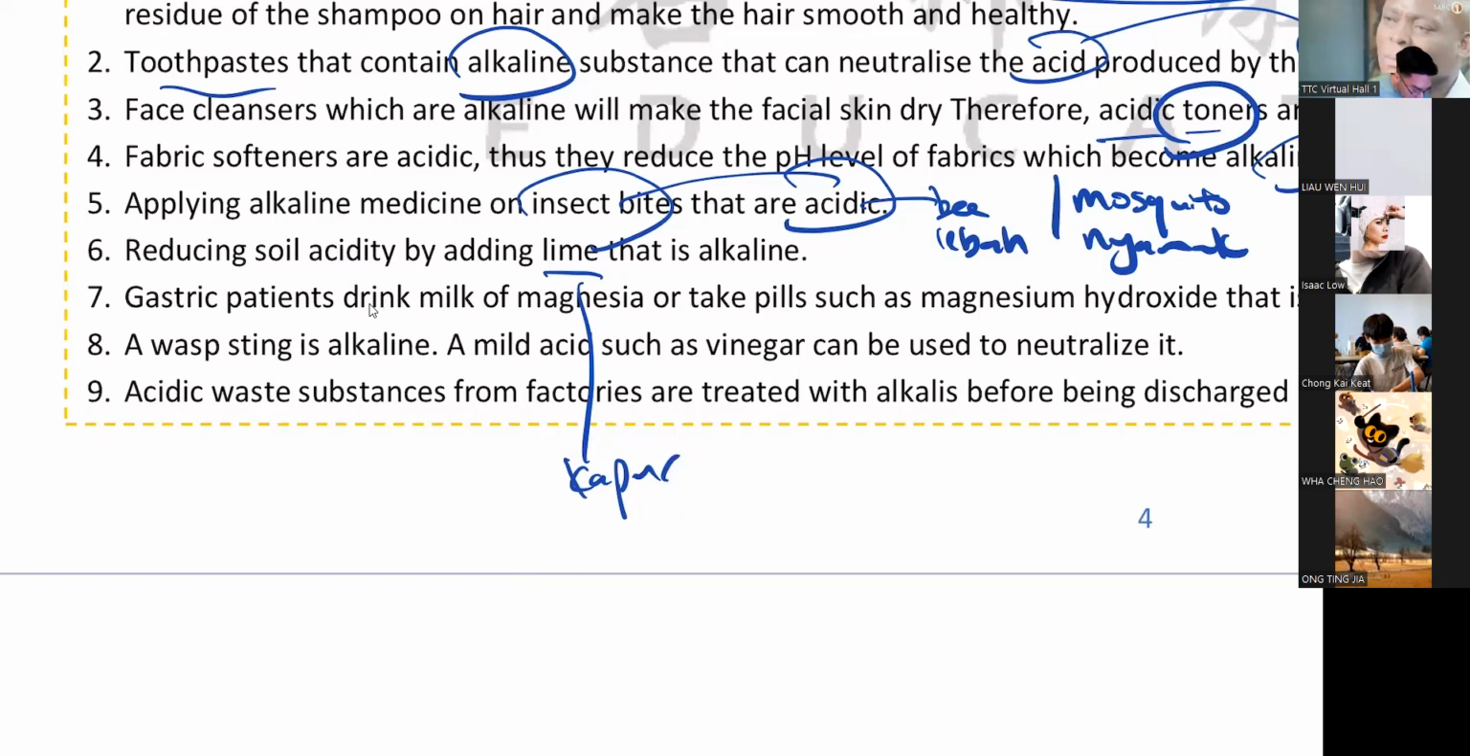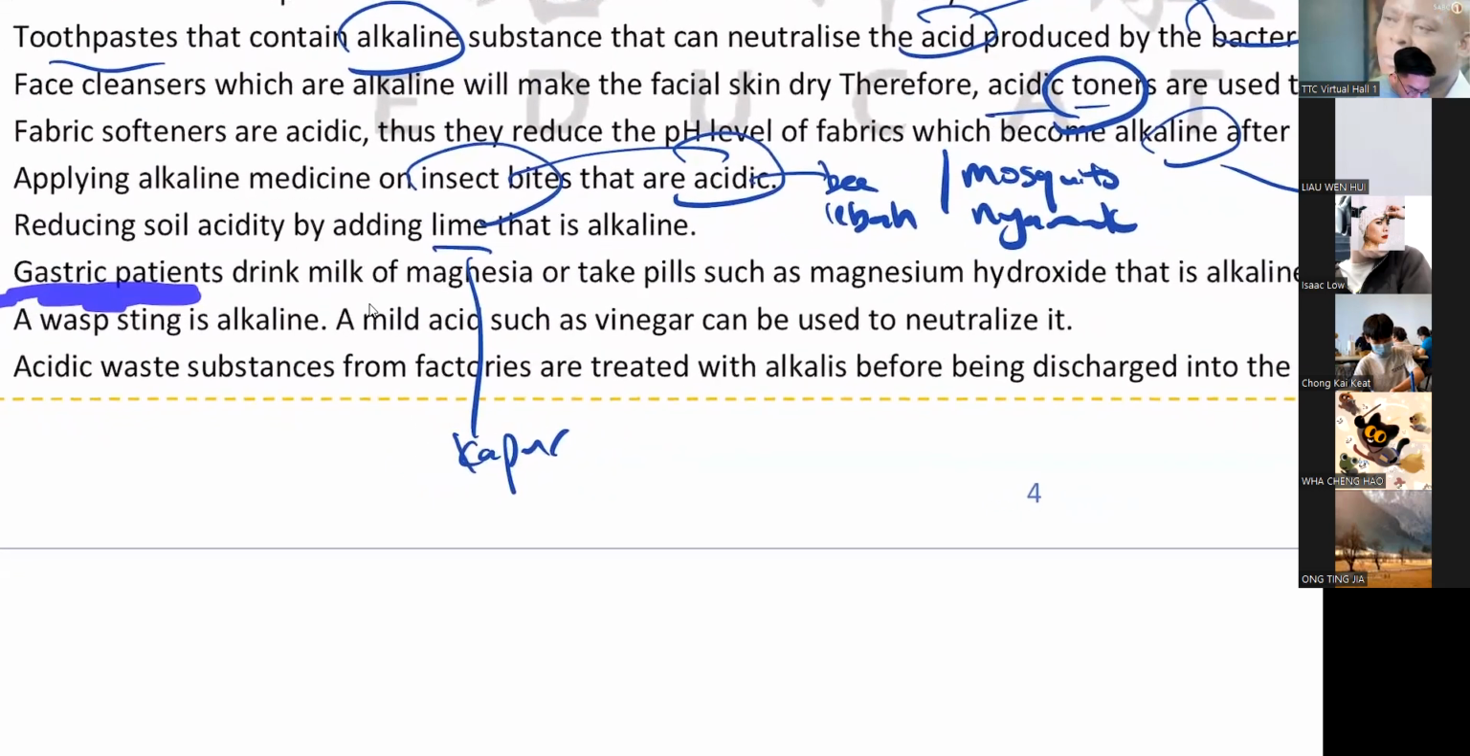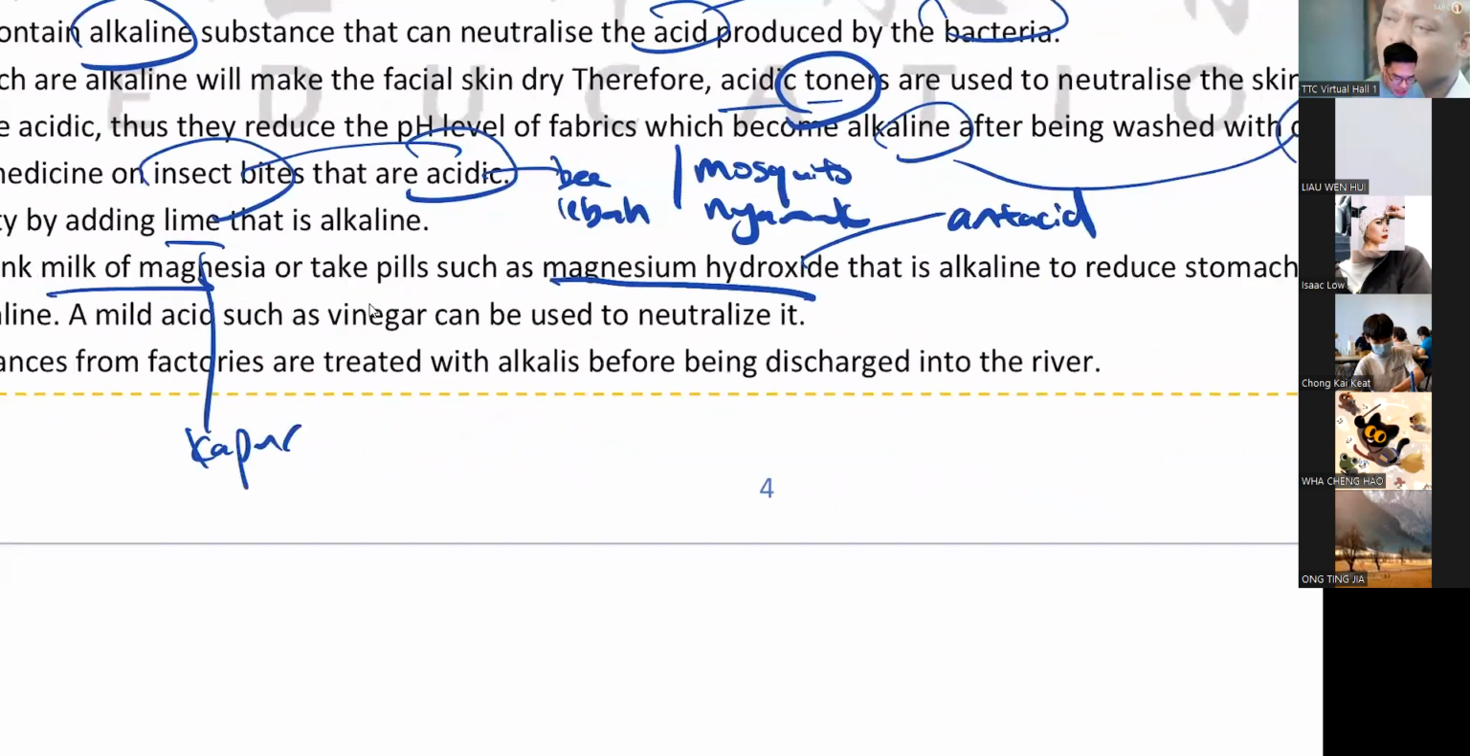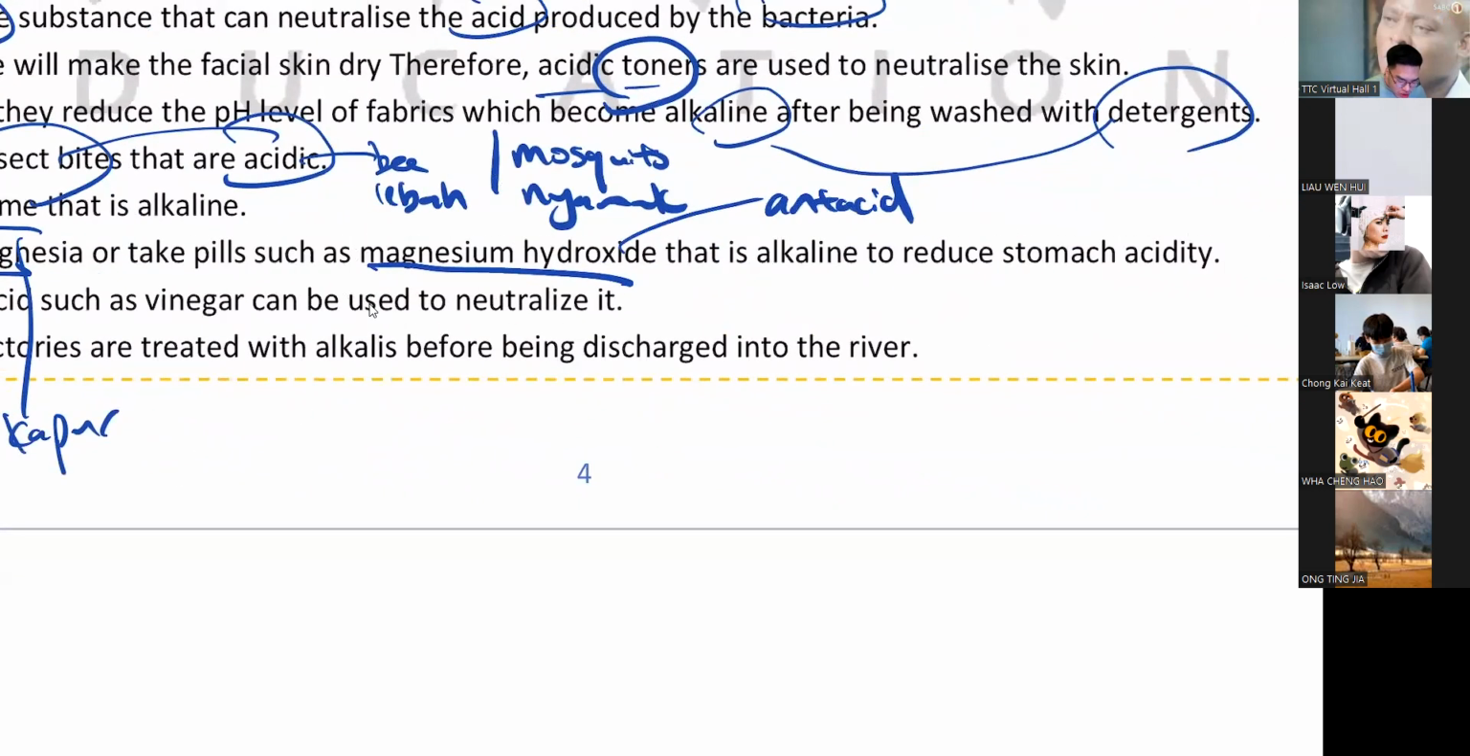Okay. Anyway, so next, number 7, if you have gastric, you will drink milk of magnesia or pills like magnesium hydroxide. This thing is what we call antacid. Antacid is like your gastric medicine. This is alkaline. They will neutralize your stomach acid.